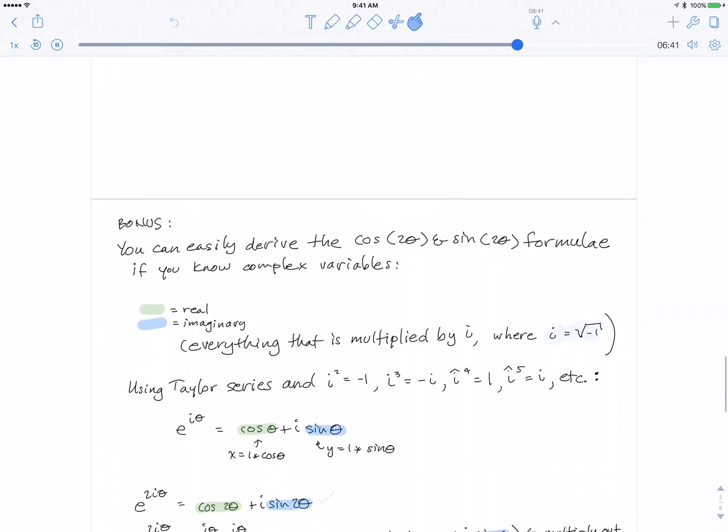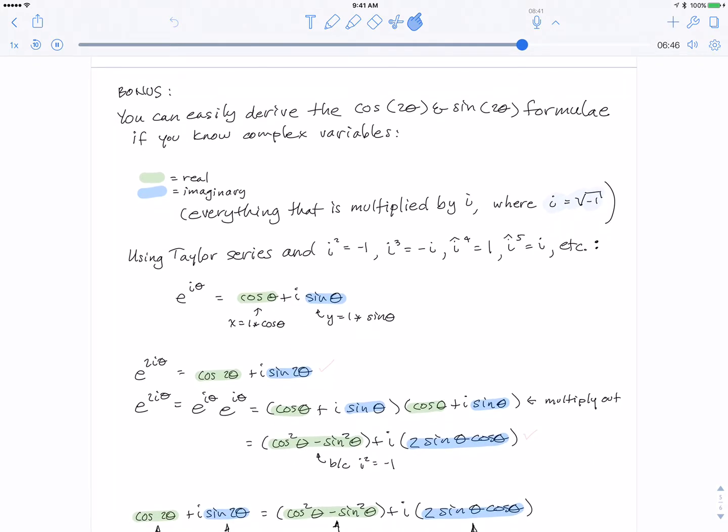Now, how I remembered the 2 theta formulae, this is a bonus. If you happen to know complex variables, which many of you don't, we call the square root of minus 1, we call that i. It's imaginary, right? It doesn't exist.